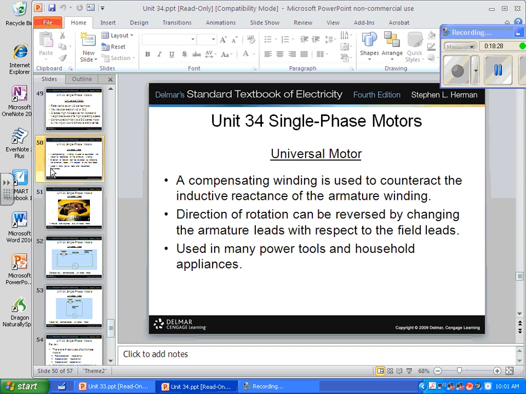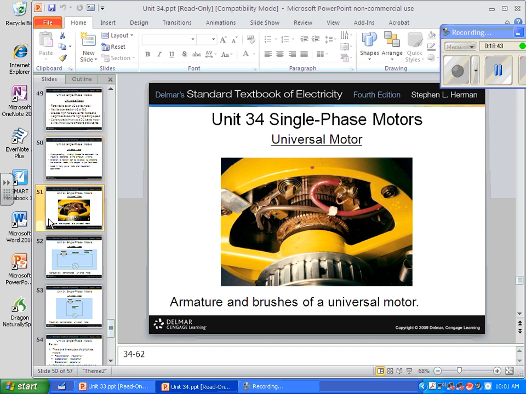Okay, universal motor. Compensating winding is sometimes used, not always, to counteract the inductive reactance of the armature winding. Direction of rotation can be reversed by changing armature leads with respect to the field windings. Used in many power tools and household appliances.